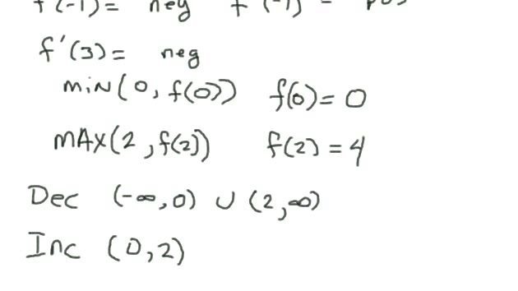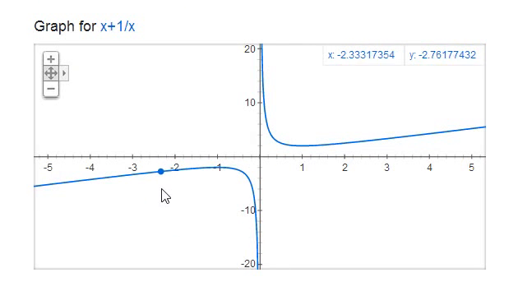Okay, so got a new problem here, and we're trying to find the relative min and max. Here's our function up here. It's x plus 1 over x. And so as you can see here, we've got the graph, and of course this graph comes from Google on their search page. If you just type that into the search results, you can get this same graph to come up.